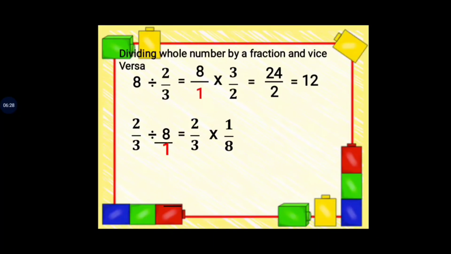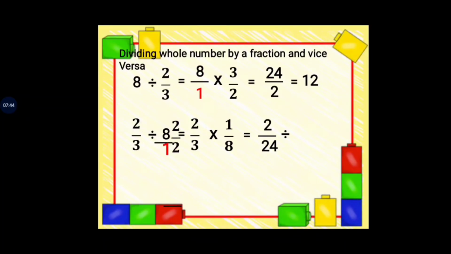So, let us have an equal sign first, a fraction sign. Then, multiply 2 times 1, it gives the product of 2. Then, multiply also 3 times 8, it gives the product of 24. Is 2/24 simplified? Hindi pa po. So, 2 and 24 has a GCF of 2.